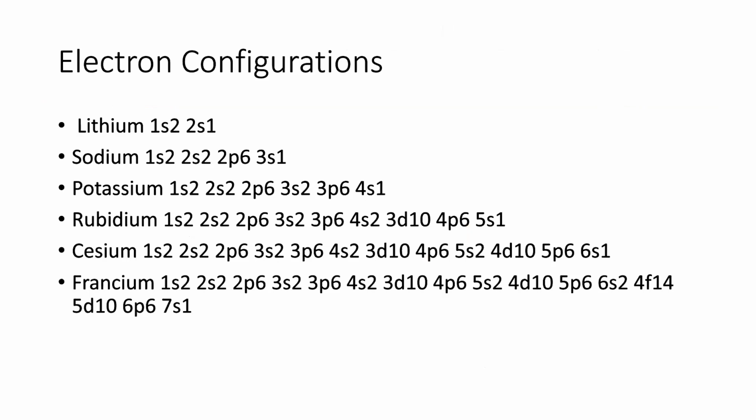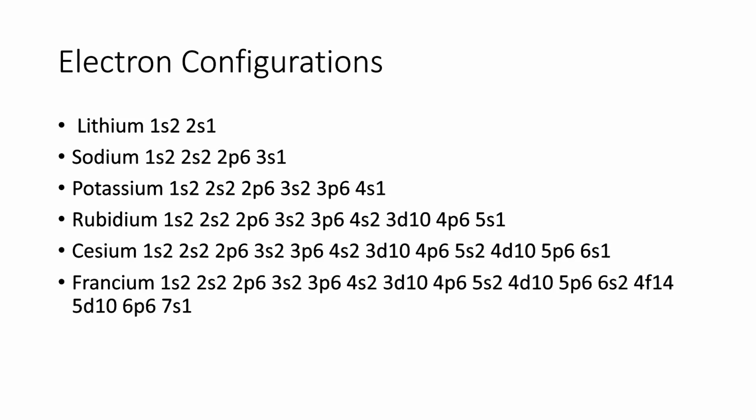The electron configurations for the alkali metals are as follows. Lithium is 1s2, 2s1. Sodium is 1s2, 2s2, 2p6, 3s1. Potassium is 1s2, 2s2, 2p6, 3s2, 3p6, 4s1.